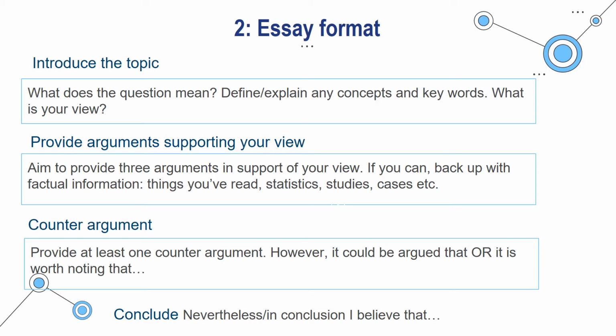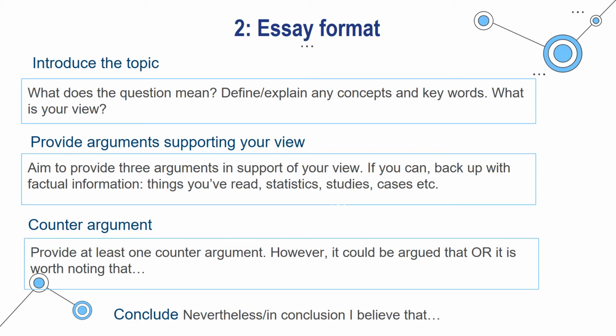If you can, obviously you need to pick the question that you feel more confident in, but you need to define or explain any concepts and key words within the question, and also set out initially what your view is. So what do you want to conclude? And then you need to provide more arguments in support of your view, first of all.